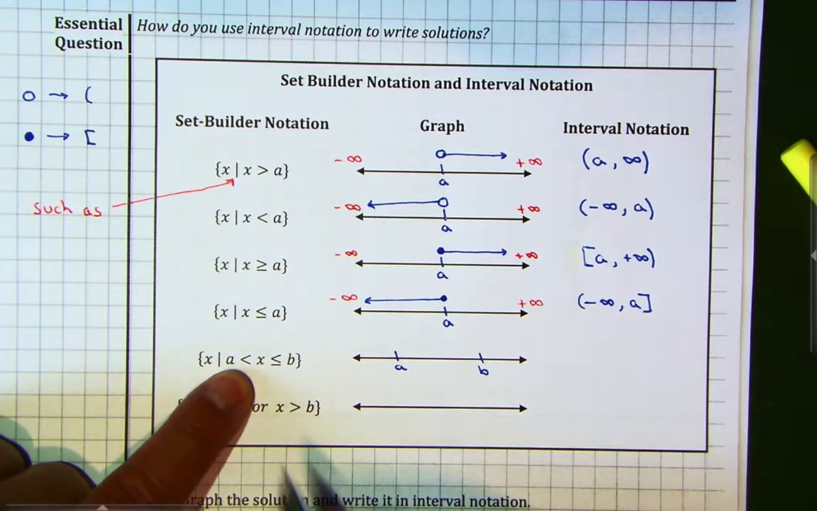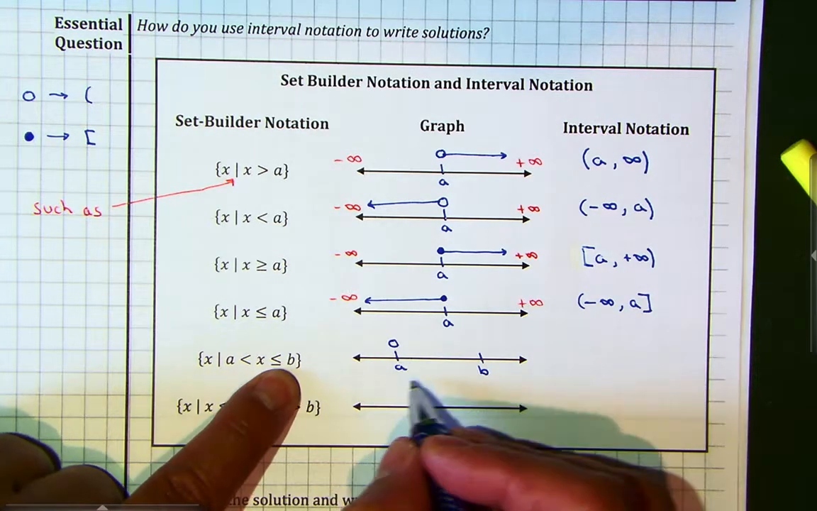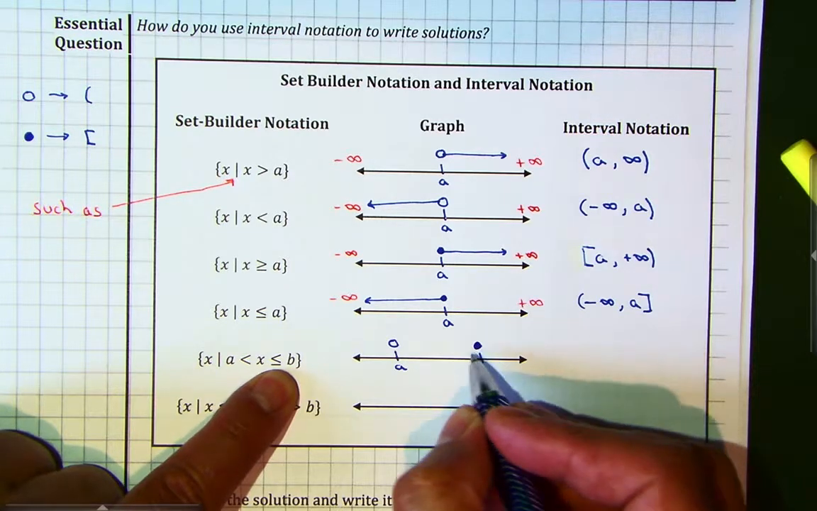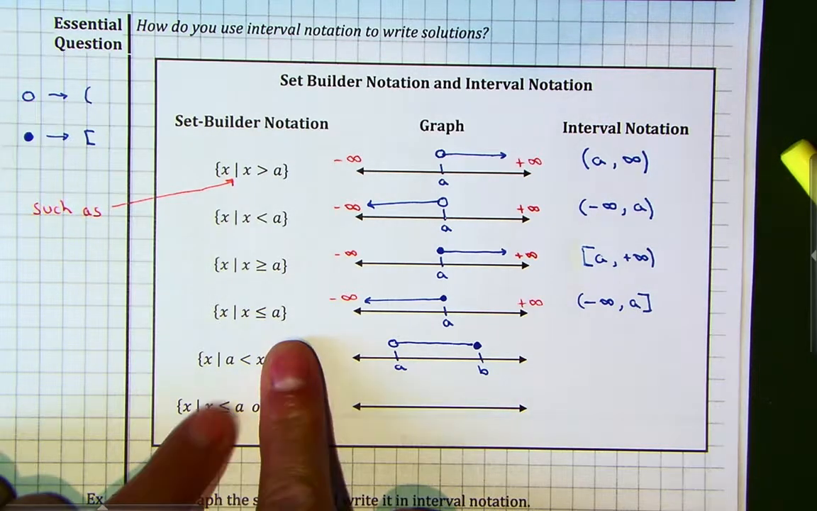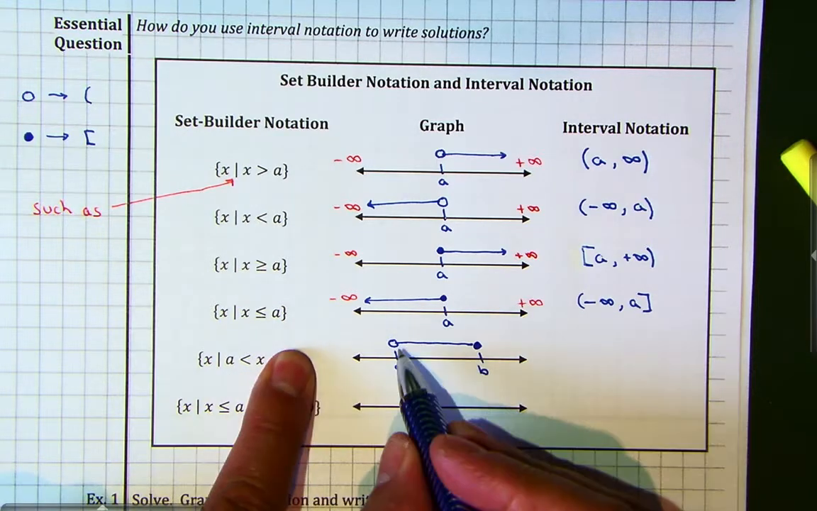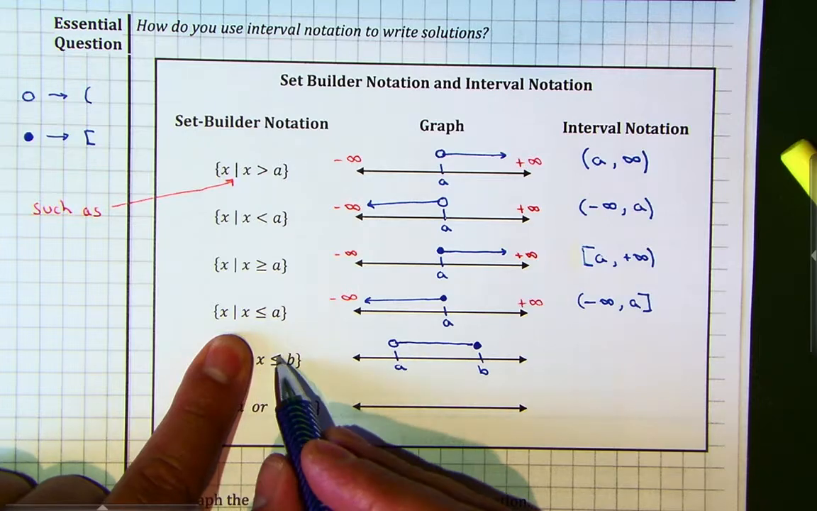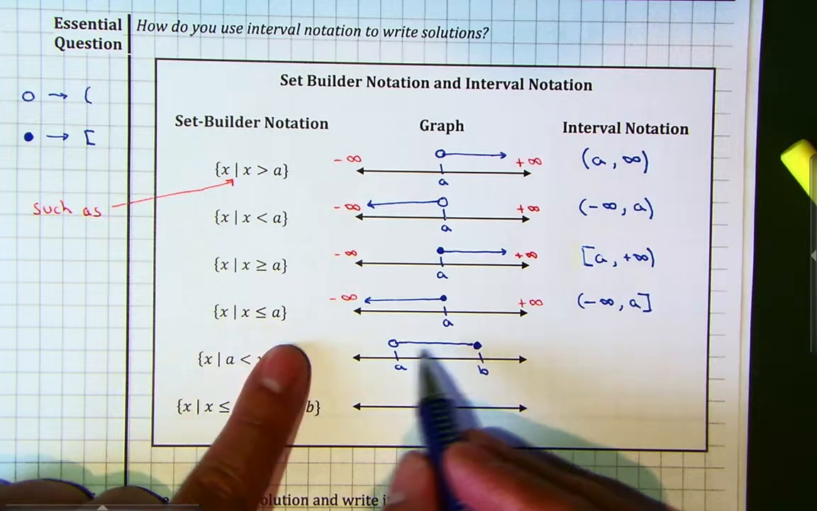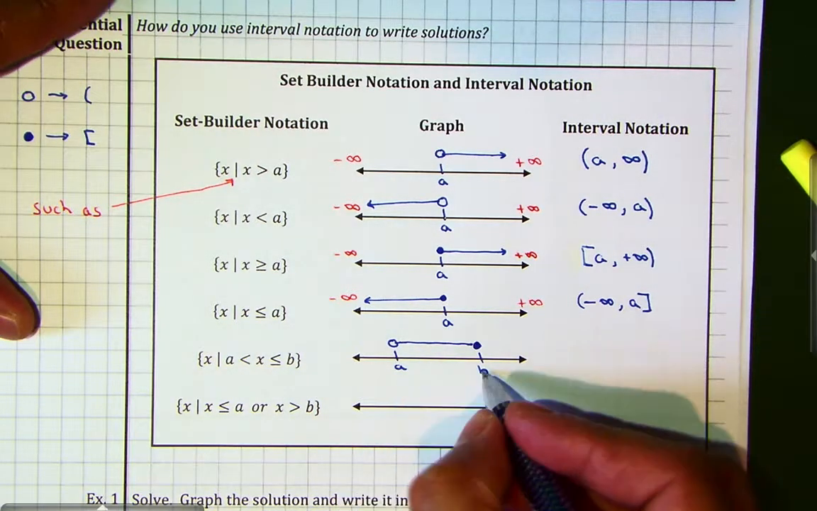On the a, it's not including the value of a, so therefore it's going to be open. On the b, it's including the value of b because of the equal sign, so it's going to be closed, and all the values in between. Remember though, in this case, we can say x is greater than a, which are all the values to the right, and x is less than or equal to b, which are all the values on the left. So when you read this, you have to read it backwards. So in this case, it's all the values from a to b.